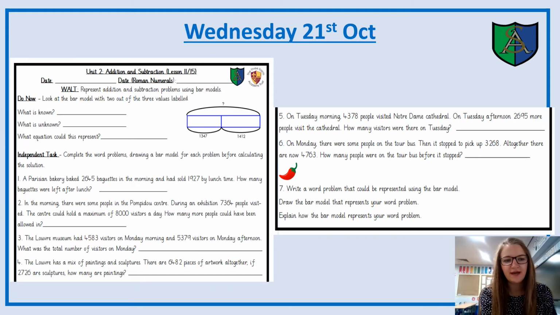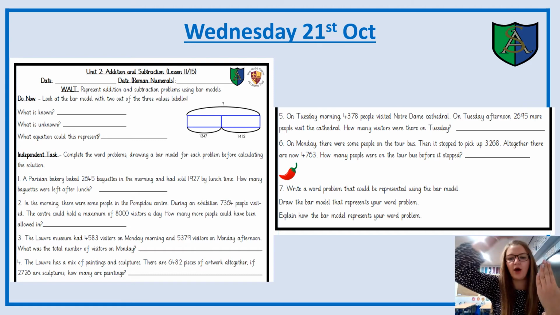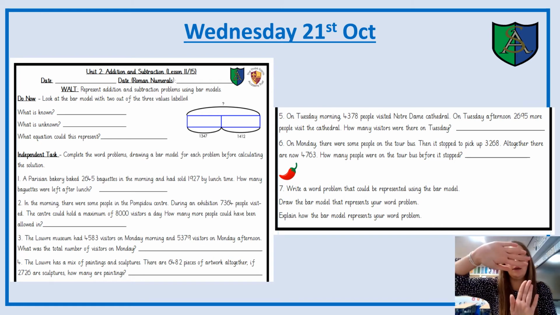So looking at the do now, look at the bar model with 2 out of the 3 values labelled. I've asked you what is known, what is unknown, and what could the equation represent. So on the bar model, we've got 2 known parts. I know one of my parts, I know the other part. Therefore, my whole is unknown. Part add part equals whole. Say it. Part add part equals whole.